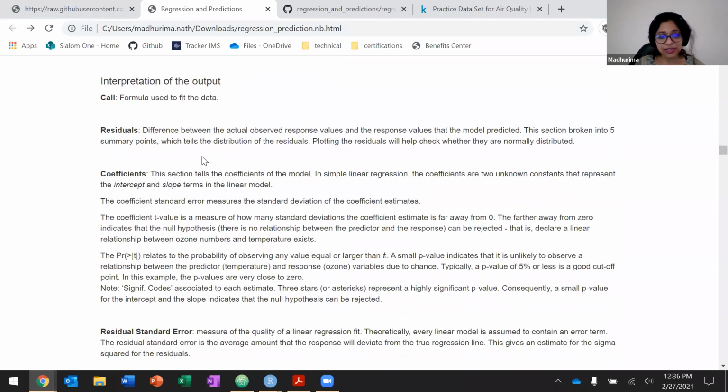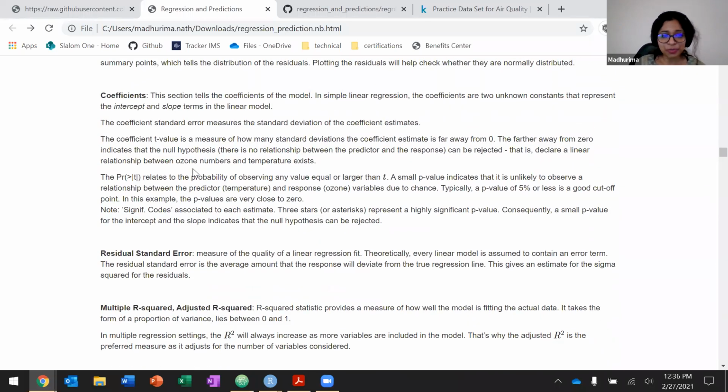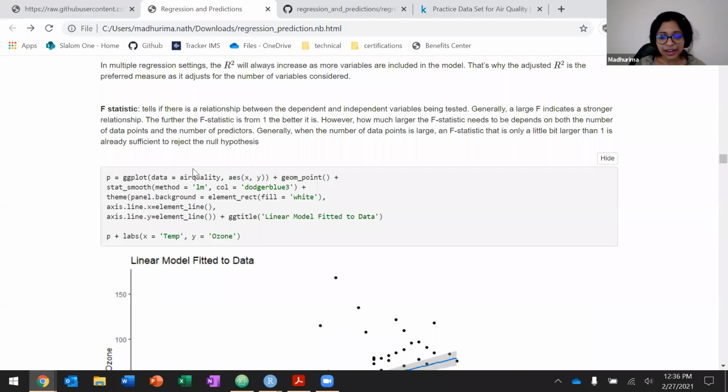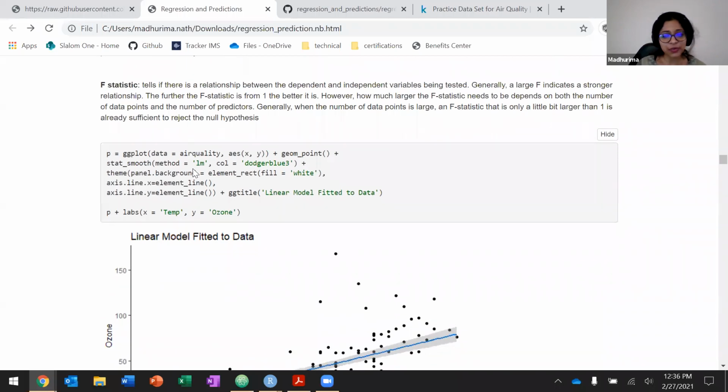All of this is written down in the notebook for you to refer to later on. And if you have any questions, feel free to write them down in the Q&A chat so that we can address them later.